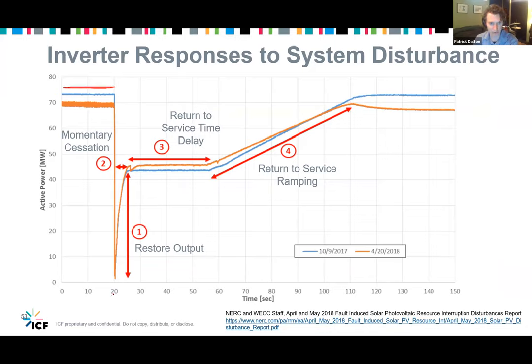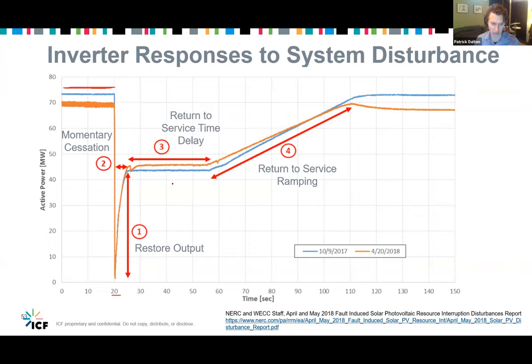But what we're looking at here, on the left hand side of the screen, is normal operations up until 20 seconds. There's an event on the system. Almost everything drops offline temporarily, but there's that very quick restore output response, and we get back about half of the generation. Then there's about a 5 minute delay for DER. Here it's a little bit less than a minute, where units are waiting to start to produce power.